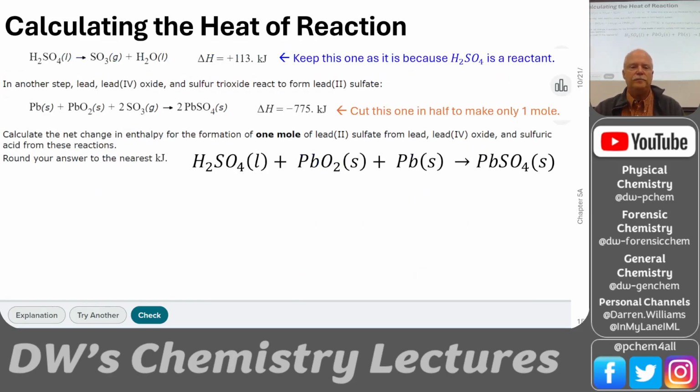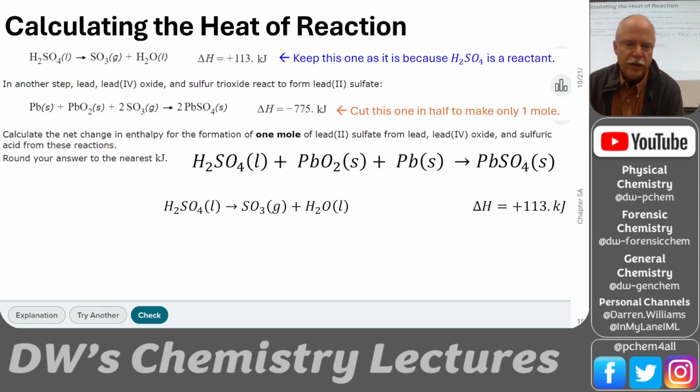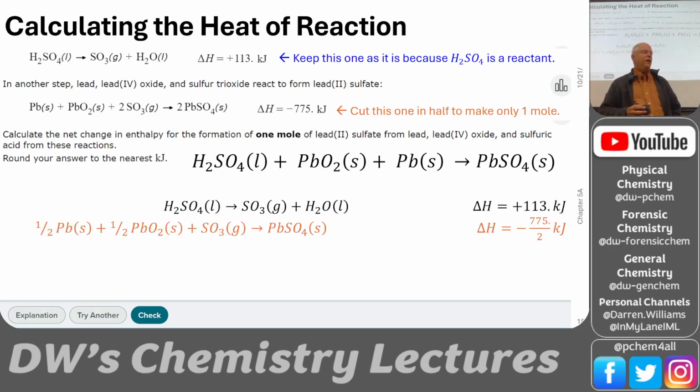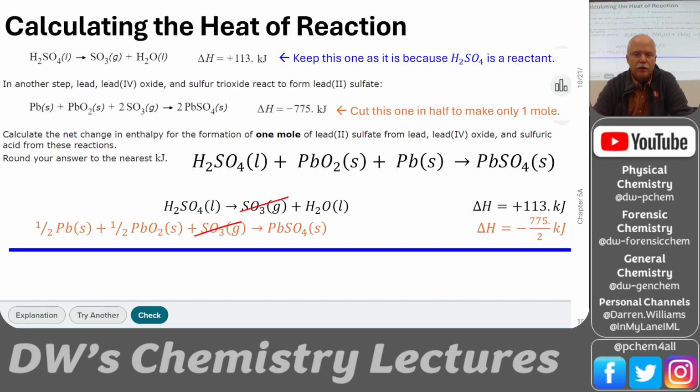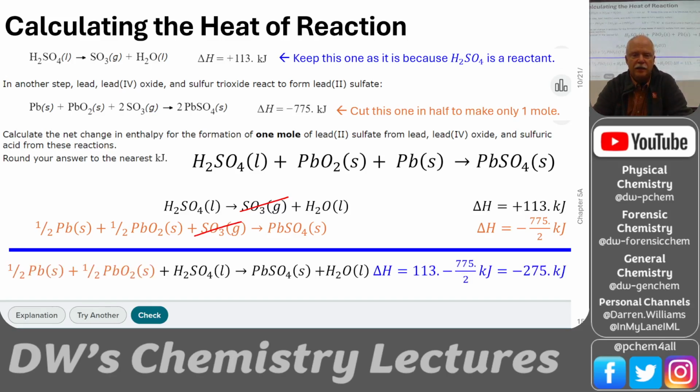So here's the problem. So here's our first reaction, and here's our second one, everything cut in half. So we have a 1/2 mole of lead, 1/2 mole of lead oxide. We still have this SO3, and then we're making 1 mole of lead sulfate, and we've taken the enthalpy of reaction and we've divided it by 2. And then we can look at this reaction and we can say, yeah, that this sulfur trioxide is going to cancel. So add everything together, and this is our reaction. We have 113 minus 775 over 2 is negative 275 kilojoules. Type that in, you got it.